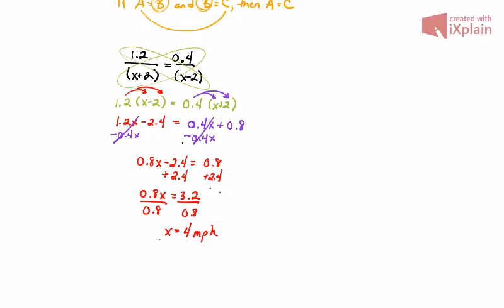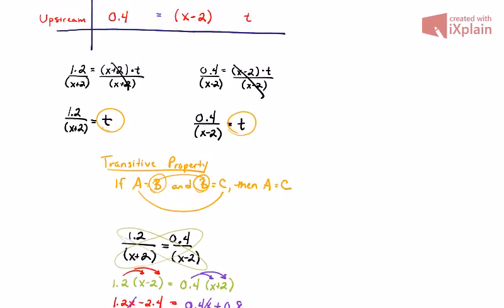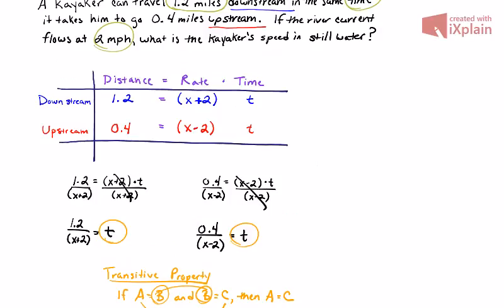Okay, so we know now, if we come back up to our table, the kayaker's rate of speed is going to be 4 miles per hour in still water. Okay, so that is our solution.